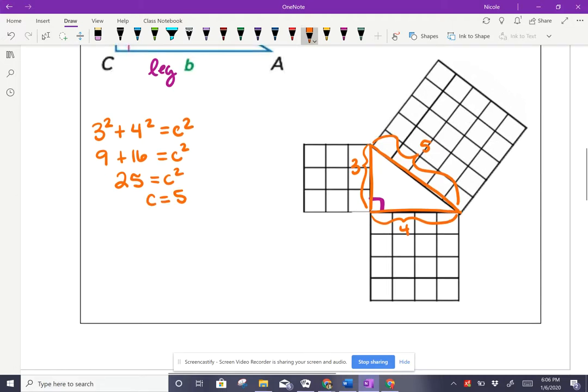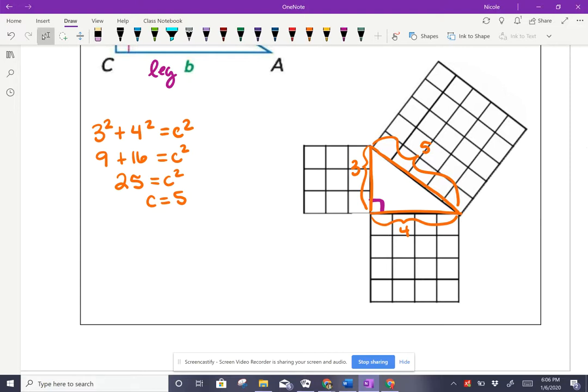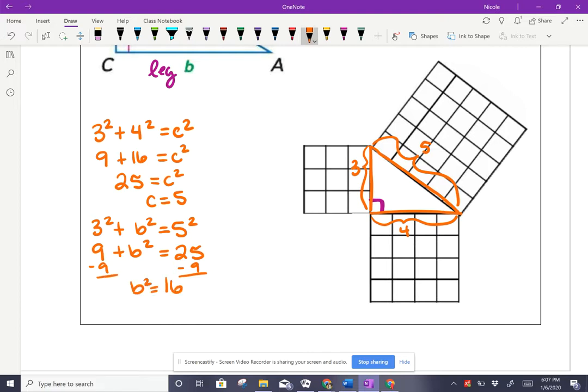Wow. Now this works. Maybe we know the hypotenuse and one of the legs, but not the third leg. This would also work. So perhaps we know 3. We don't know 4, so we're going to say b squared, but we do know our hypotenuse, which is 5, so 5 squared. 3 squared is 9, plus b squared equals 25. We could subtract that 9, and you get b squared equals 16. Got to get rid of that square, so you square root, and b would be equal to 4.